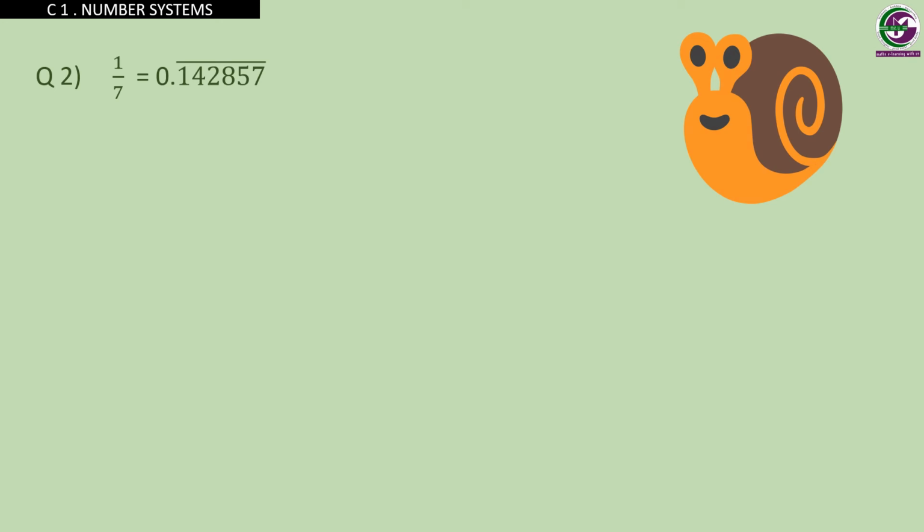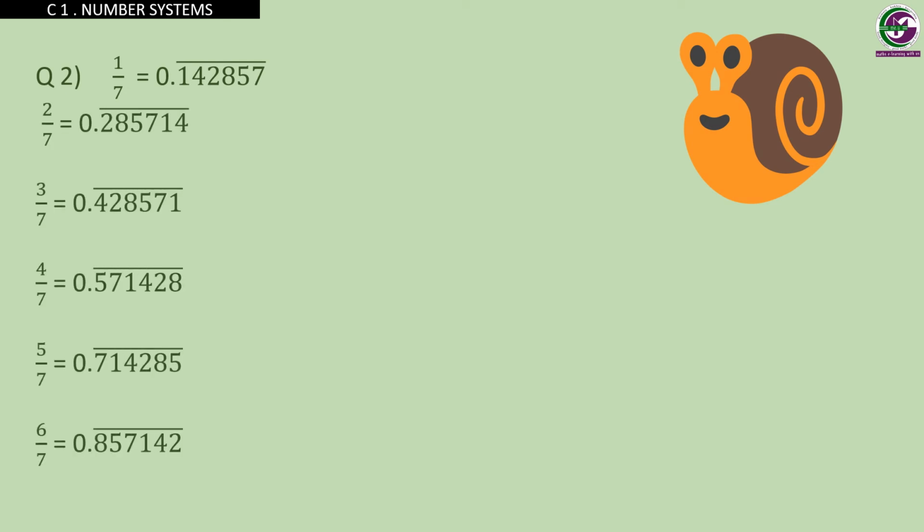Now the question is how to find 2 by 7, 3 by 7, 4 by 7, 5 by 7, and 6 by 7 using this number. It is very simple. From 1 by 7, when you multiply by 2, you will get 2 by 7. So to the right side, the decimal number, you just multiply by 2, you get the second number. Multiply by 3, you will get the third number, and continue till the end. So for example, if you want 6 by 7, you just multiply 0.142857 by 6, and you will get the answer.